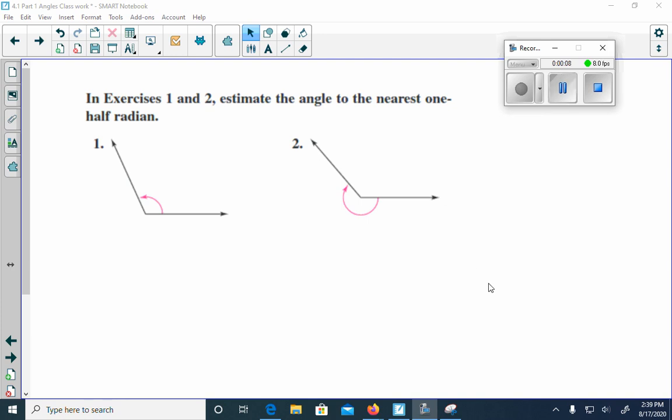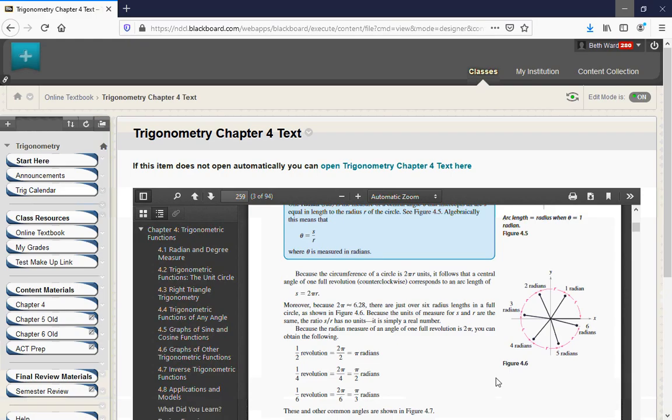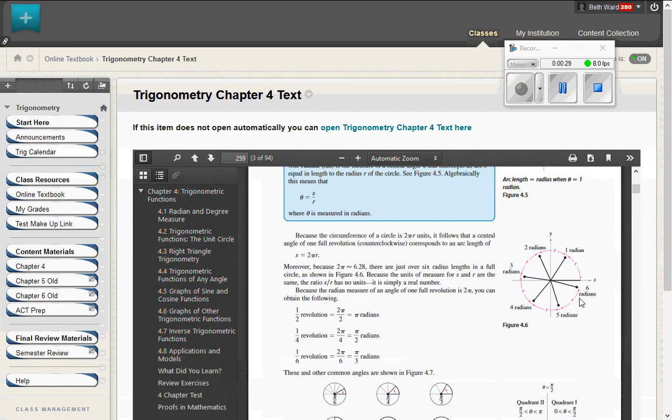Exercises 1 and 2 ask you to estimate the angle to the nearest 1/2 radian. So that's when we're going back and breaking the unit circle into 0 to 2 pi, which would be 0 to 6.28, because 2 times pi is 6.28. If you want a visual, that's going back to this picture right here in the book, where I'm trying to figure out which is the closest radian.